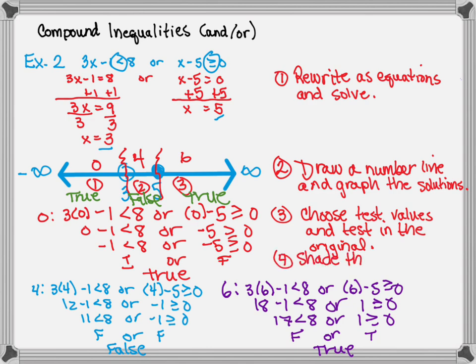So now we will shade the intervals where we wrote true. So I have one true, a second true, so I have 2 intervals. I have the one pointing to the left and the one pointing to the right.